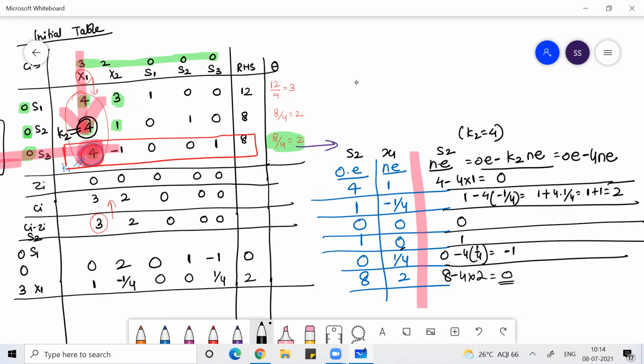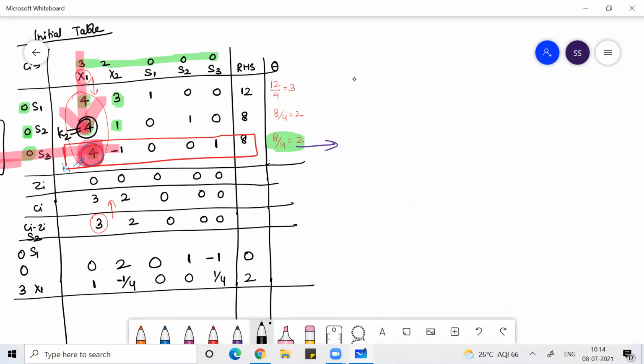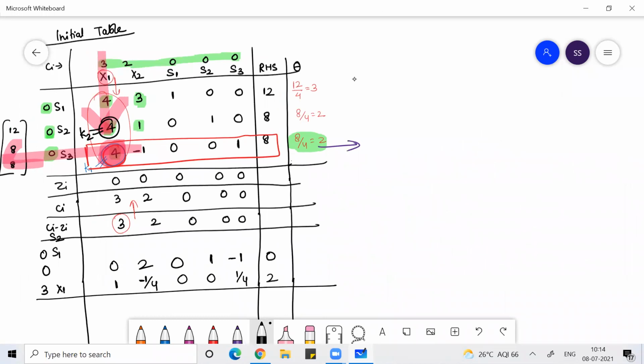Clear, everyone? Can I find the value of S1? So I believe you understood this. Once we get this, now we can find the value of S2. We found the value of S2. Now we can find the value of S1.